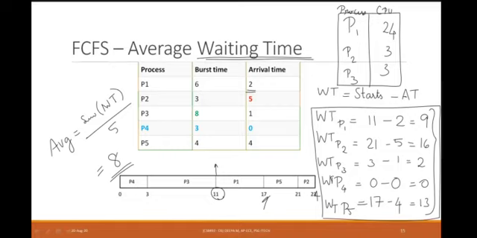Arrival time, it's not given. So you can assume that all of them arrive at time 0. In case the arrival time is not given, you assume that they all arrive at time 0 and in any order. But for the time being, we are going to take the order of P1, P2, P3. So this will be on your ready queue, P1, P2 and P3. The arrival time of all the processes, whichever is not mentioned, will be equal to 0.